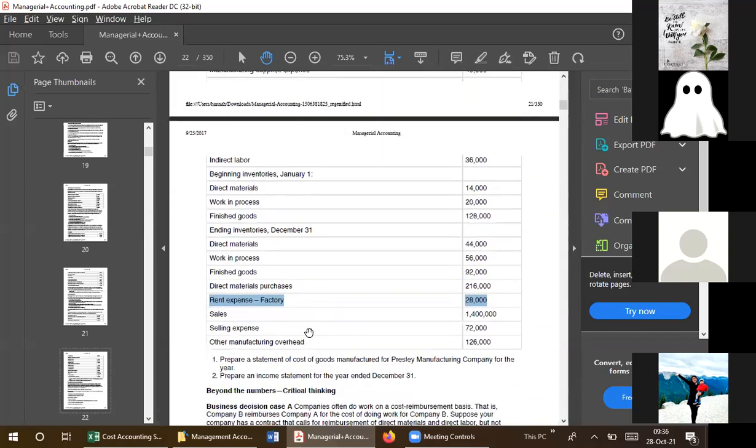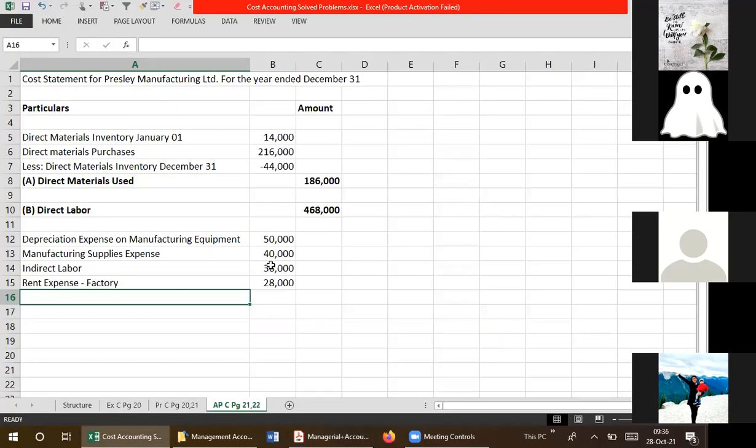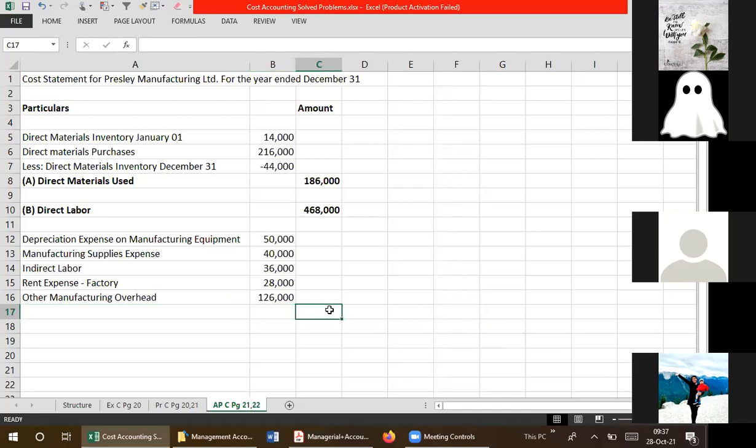Sales is an income. Selling expense is an operating expense. Other manufacturing overheads are manufacturing overheads. So next is other manufacturing overhead 126,000. We get number C.